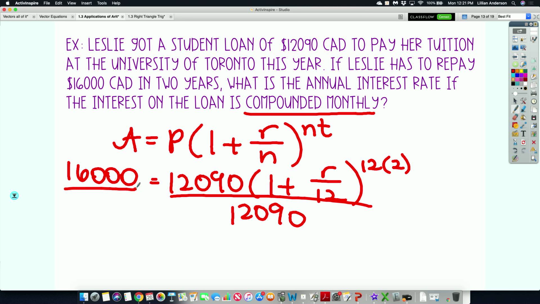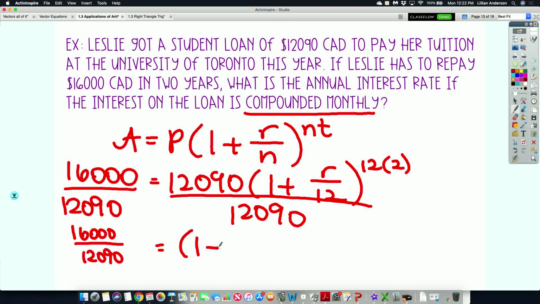Now, whatever you do, because I'm almost certain that this is not a nice fraction, don't round this. Don't round that fraction. Okay? So whatever 16,000 divided by 12,090 is, I now have 1 plus R over 12 to the 24th power. What do I need to do here?